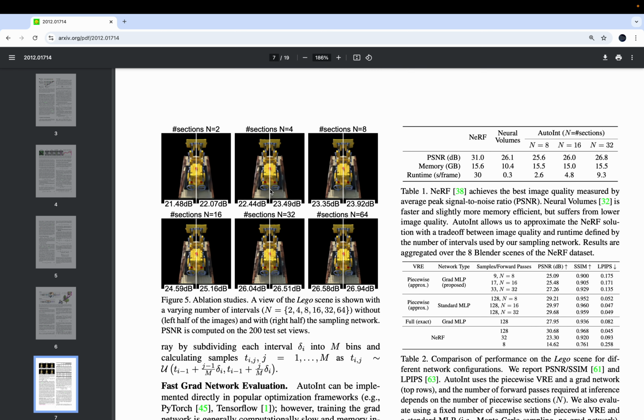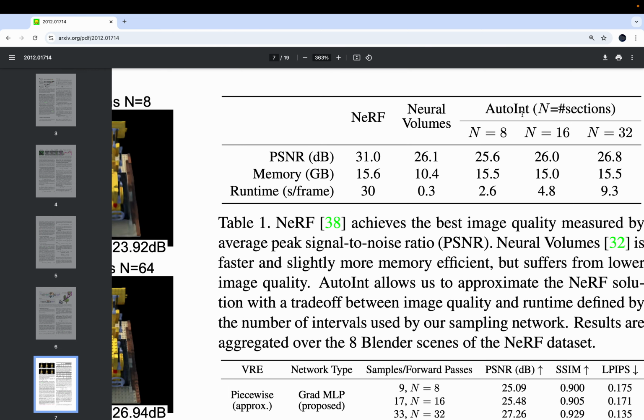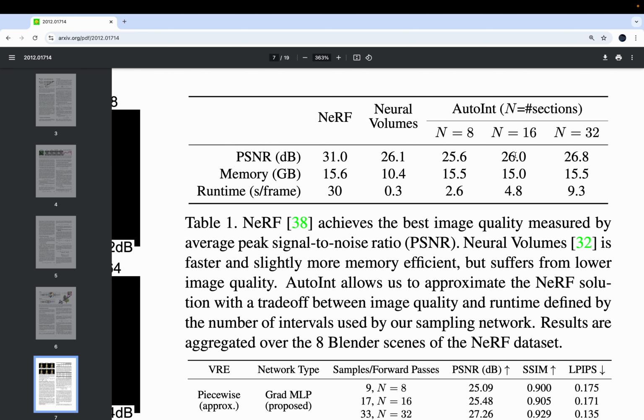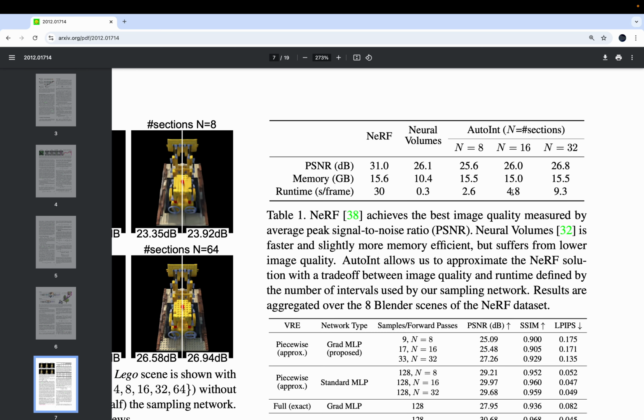We could have a look at whether they mention speed somewhere. Here they mention memory and speed. For example, going from 8 to 16 sections, you gain a bit less than half a decibel in PSNR. You gain a bit more by going to 32. The memory is roughly constant, but the runtime is linear with n, which is expected.